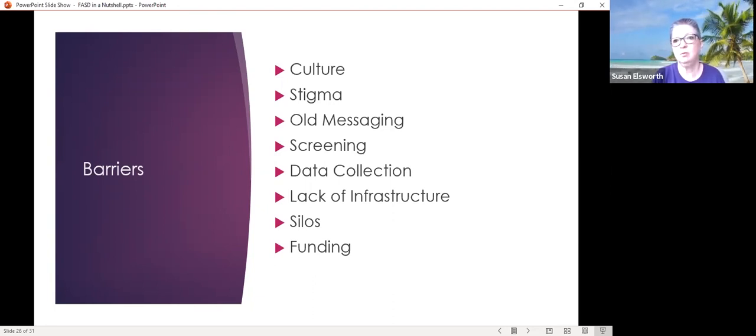Stigma. When we go back to our example of FASD and autism, if we go into a pediatric office and we're describing the behaviors that we're seeing and we don't know what's causing that, then we're going to be dealing just with the behaviors, right? And then the parents are going to get linked to services and they're going to get a diagnosis that's geared toward what we're seeing.